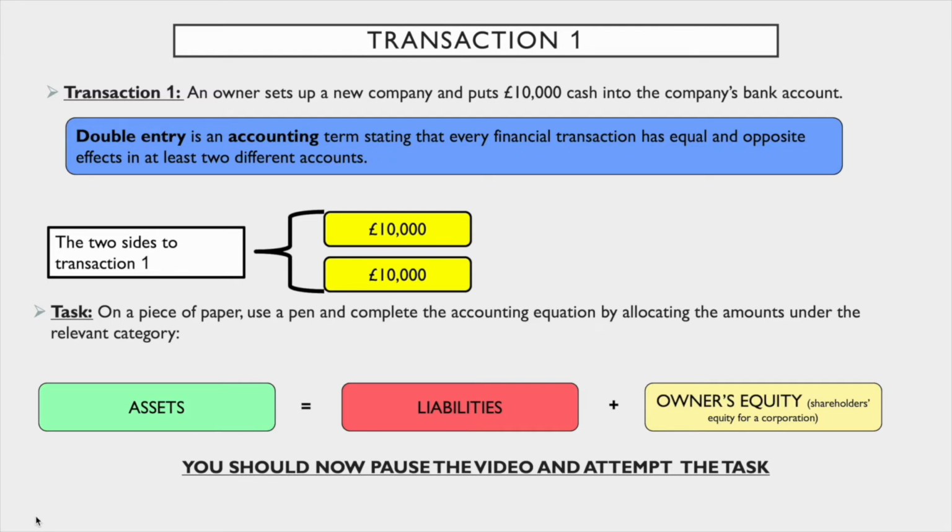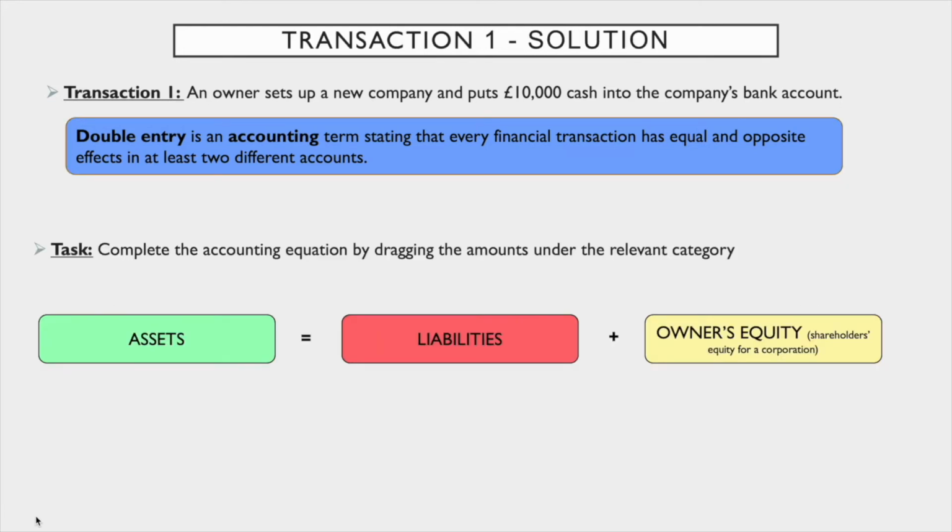Okay, hopefully you now have had a chance to attempt that. In this case, we had said a new company was set up and £10,000 of the owner's cash is put into the company's bank account. So what's happened here, the company has received £10,000 into the bank effectively. That means in this case, from the company's accounting equation perspective, assets have increased by £10,000. Liabilities have not been impacted.